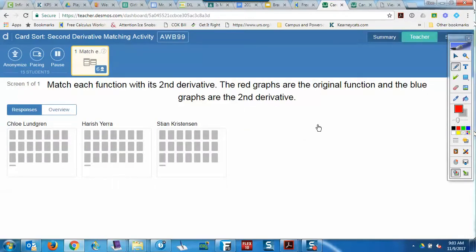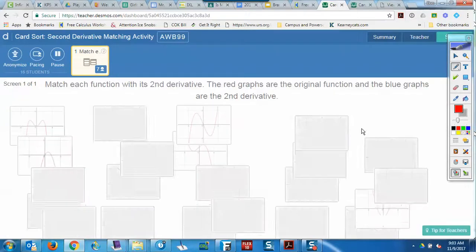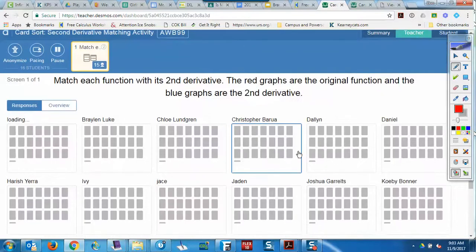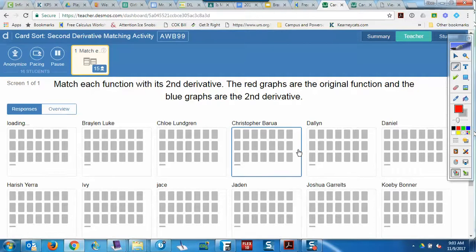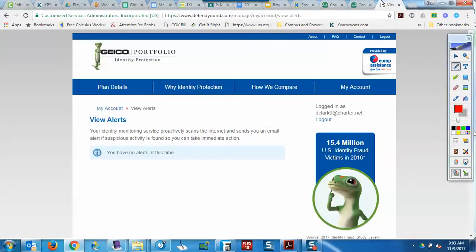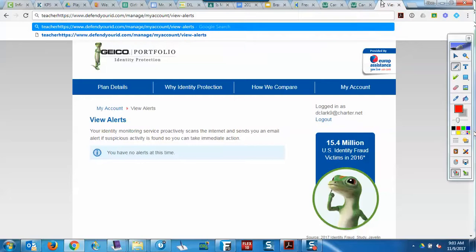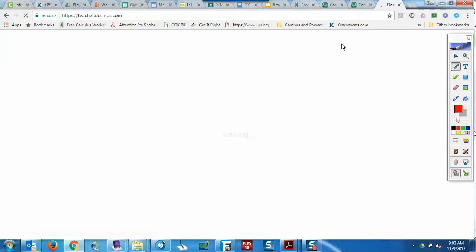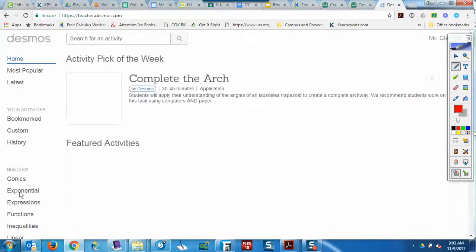Again, the red graphs are the original. Red's the original. Blue is... you want to talk it over with somebody too as you're going along? And if you want to go back, if you get it, I want to go back to that other one we were doing. And I can show you what that was if you don't have it up.